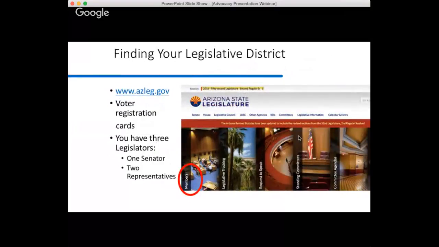But that leads me to finding your legislative district. When any election cycle comes up, it's important to get to know your candidates and research them, so that when the time comes and people are elected, you know who you are working with.